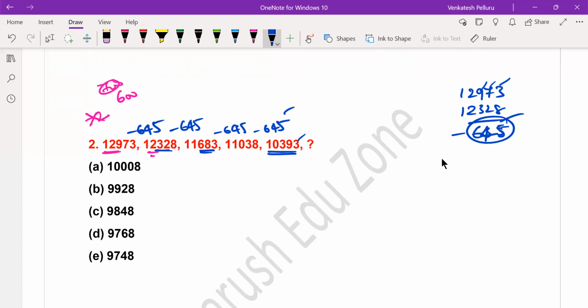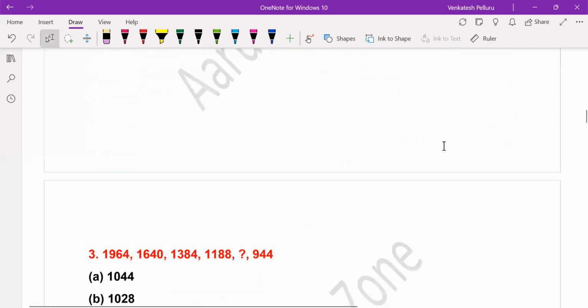So 3 minus 5 means 13 minus 5, 8, right? So this has become 8. 8 minus 4, 4. This becomes 3. So 13 minus 6, 7. So here 10 is not there because I have taken 1 away from it. So it becomes 9. So answer is 9748, which is at option A. Moving to question number 3.